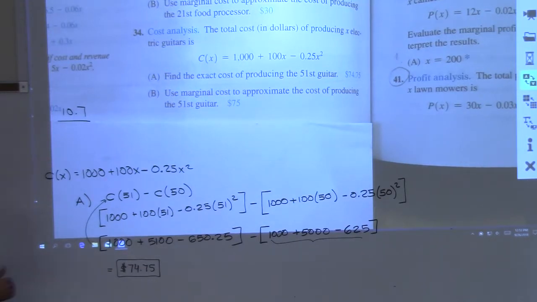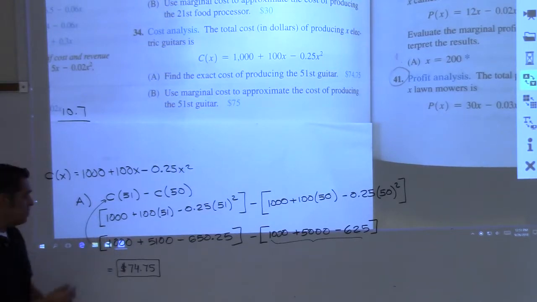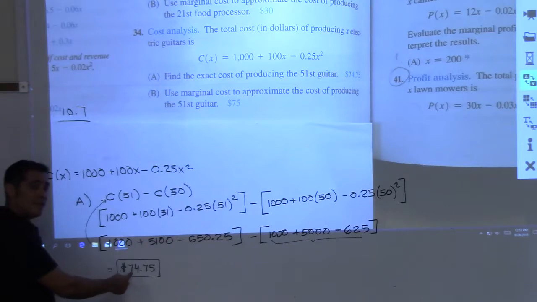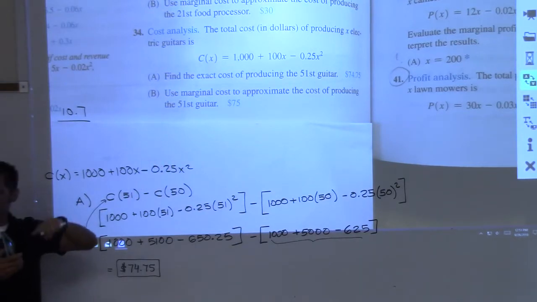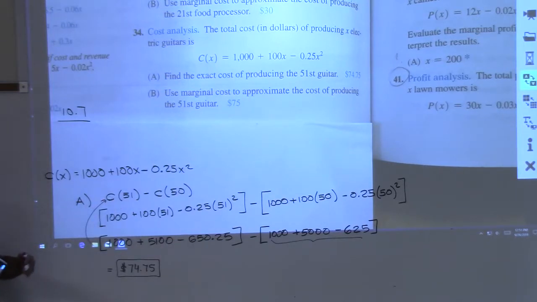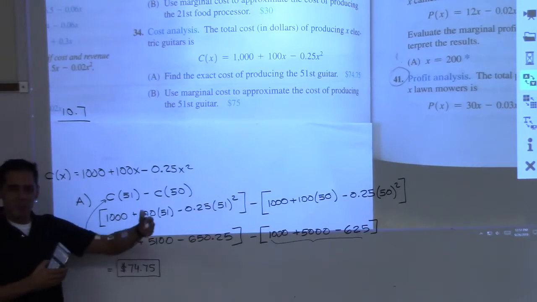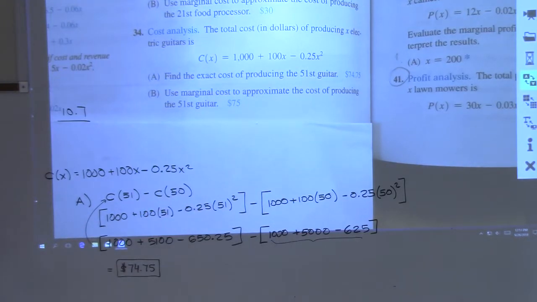Now, what if they wanted to produce another guitar, like the 52nd? Is it going to be the same? Not necessarily, okay? Everything is dependent upon this function. We cannot assume that producing each guitar costs the same each step. It might be cheaper in the beginning to produce the first 20 or so. Then after a certain point, it gets more expensive to produce more. So that's the exact cost of producing that 51st guitar.